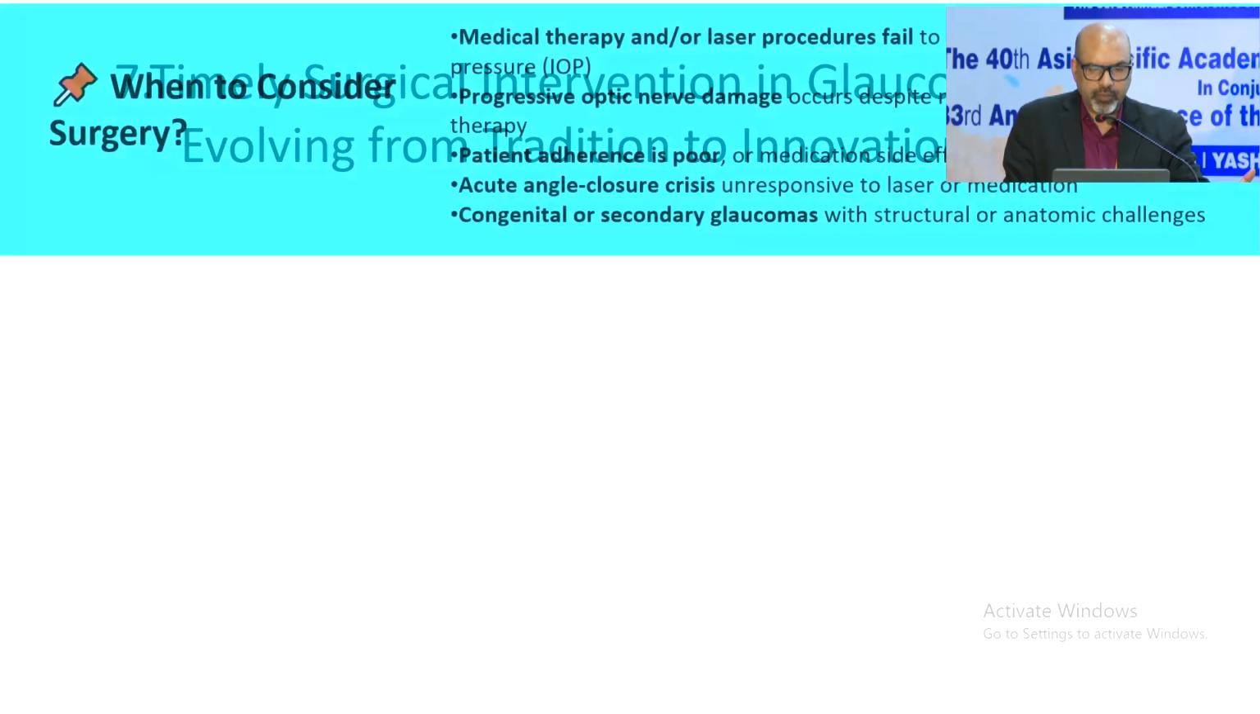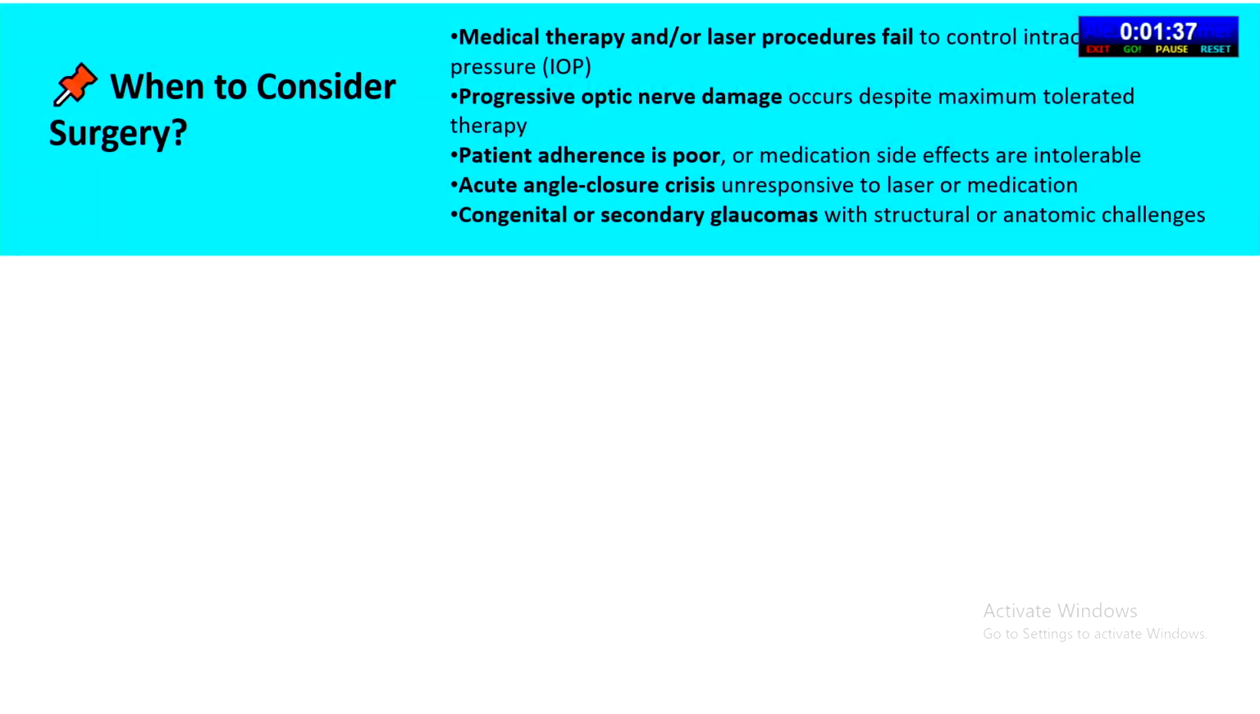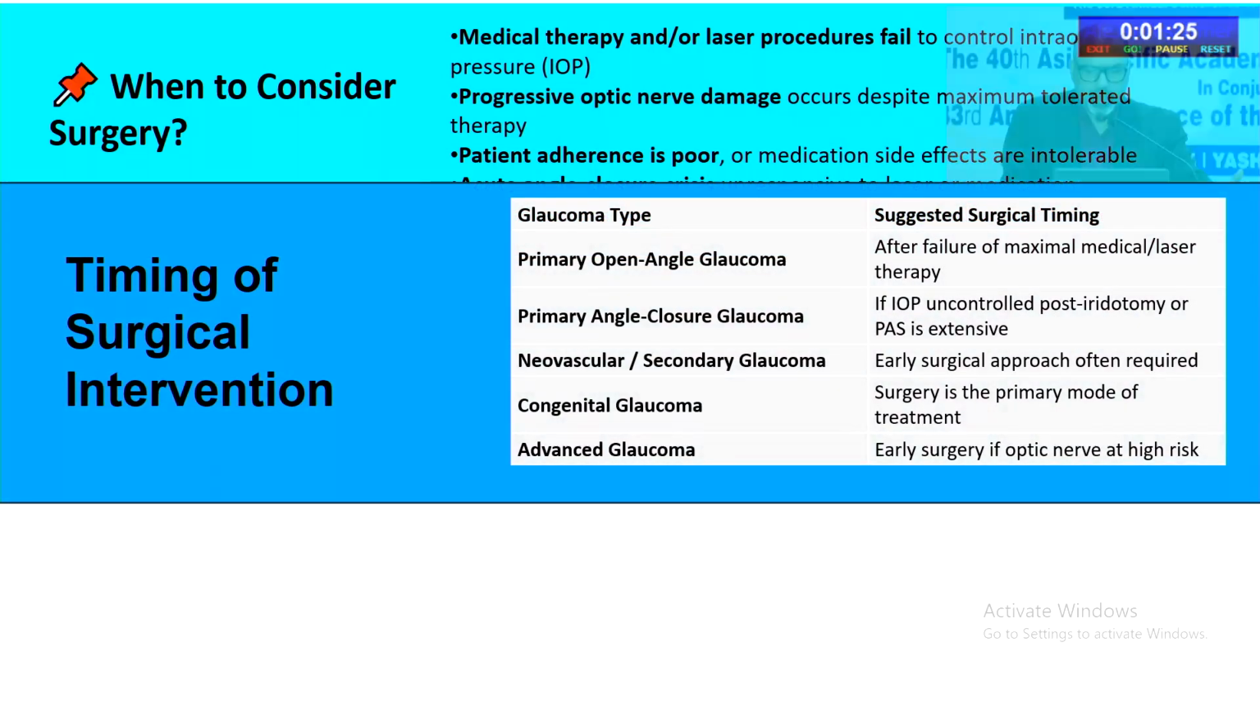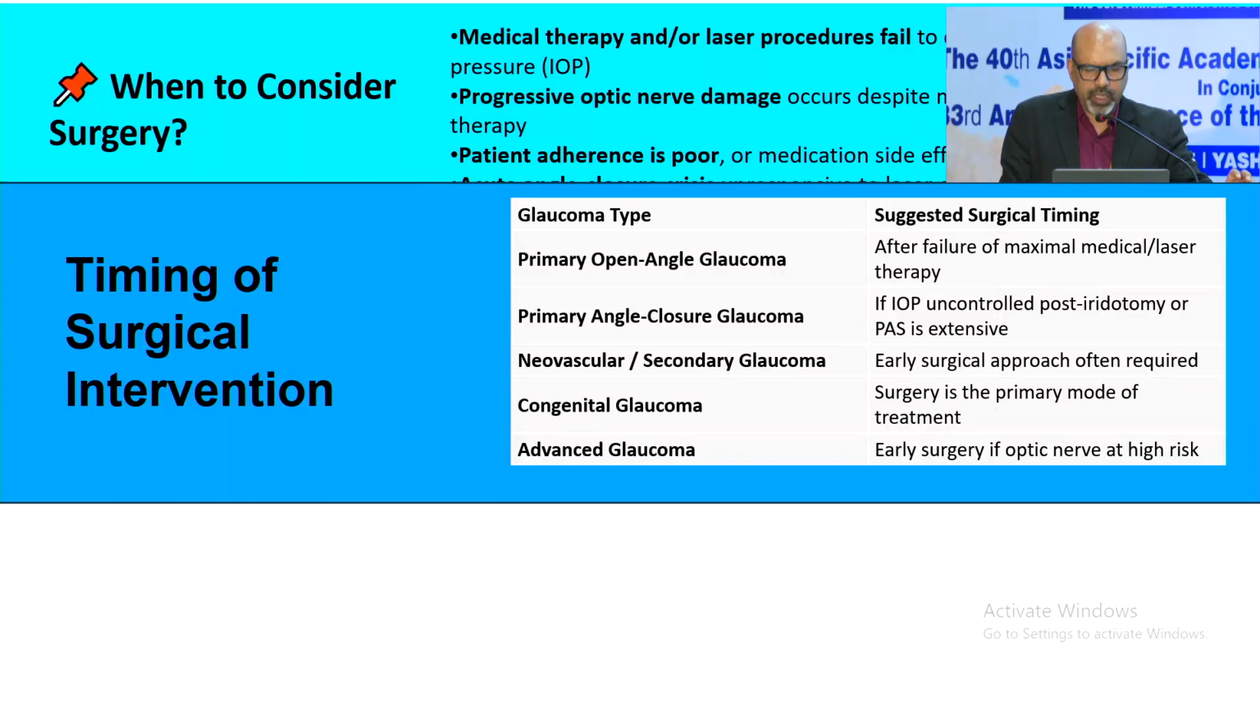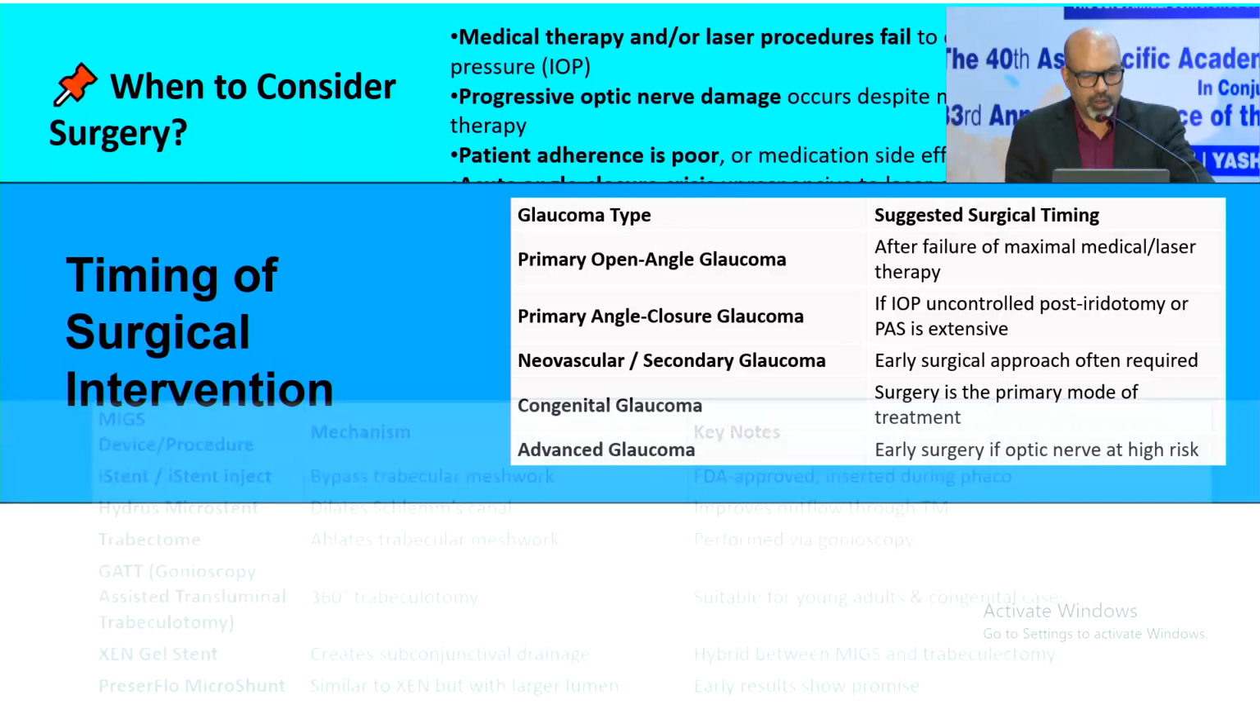Timely surgical intervention is again a very important factor. When medical therapy or laser therapy fails, there is progressive optic nerve damage not being controlled with the medications, patient adherence is poor, or there is an acute angle closure crisis or congenital or secondary glaucoma. So the timing of surgical intervention is very important, but one thing is very sure: in congenital glaucoma we have to do surgery. In neovascular glaucoma or secondary glaucoma, we must treat the primary cause also. And in other cases like primary open angle glaucoma, we employ medical therapy first, lasers also, and if it all fails, then we naturally proceed to surgical therapy.